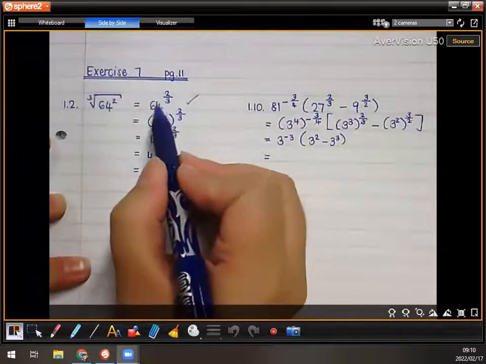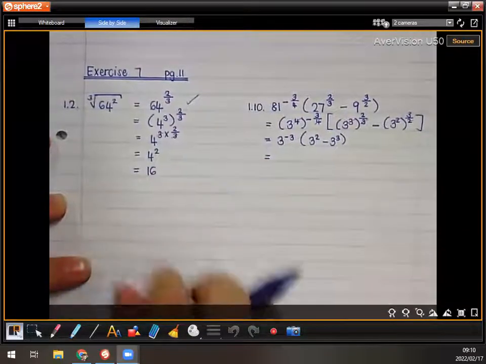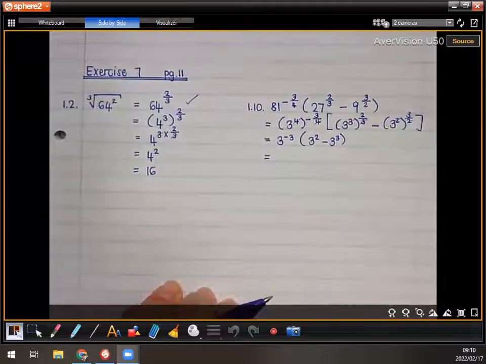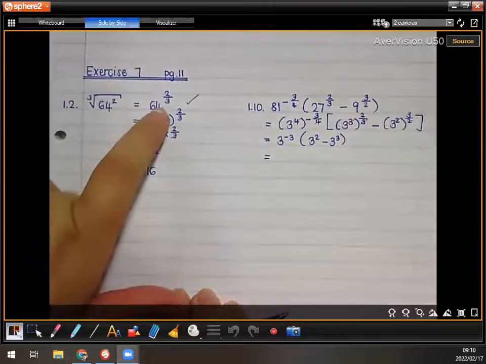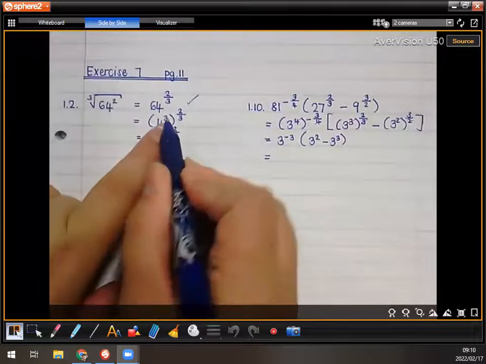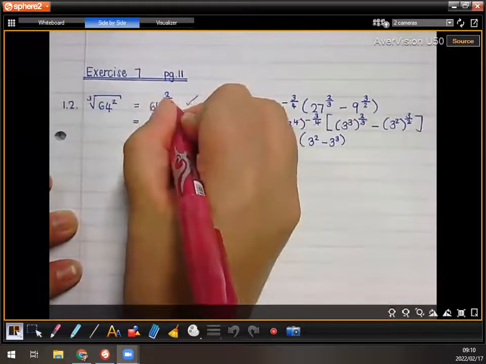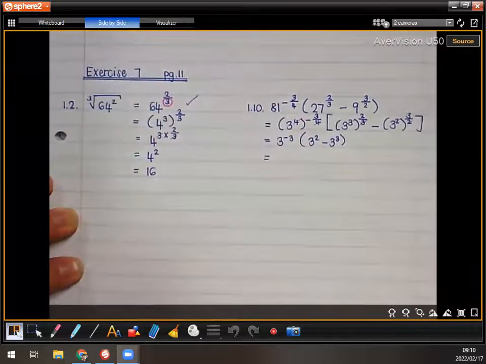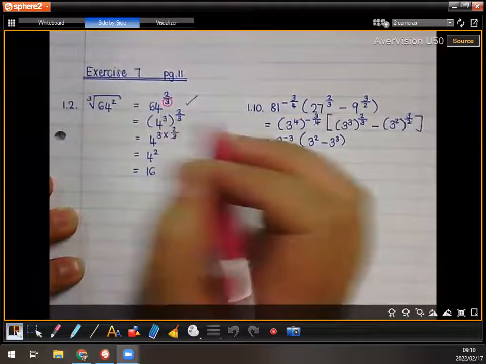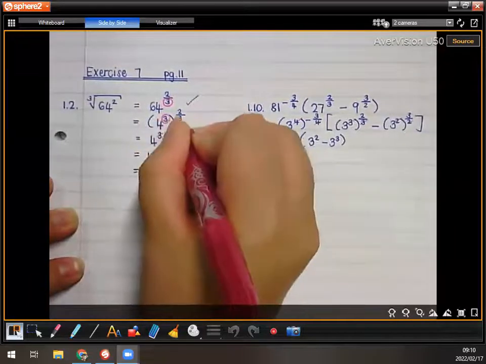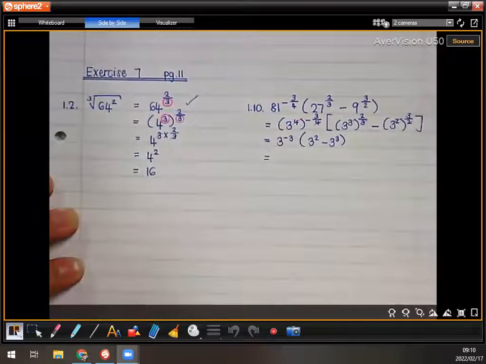Then remember what we practiced yesterday. If you have a fraction as an exponent, you can often write the base with an exponent that will cancel out the denominator of the fraction. So the denominator here is 3. So I ask myself, can I write 64 as something to the power of 3? Because then it will cancel out that 3 at the bottom. So that is what I did then. I rewrote 64 as 4 to the power of 3.